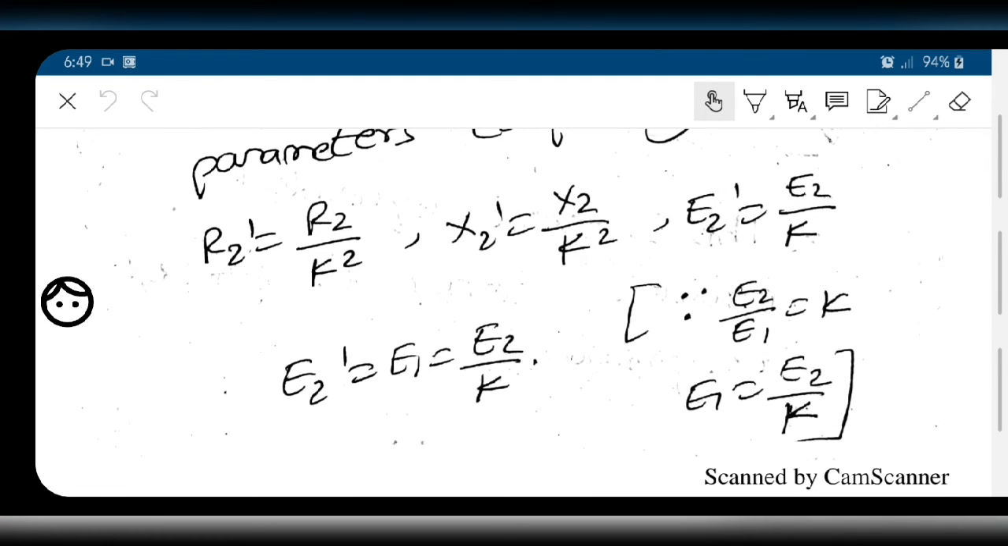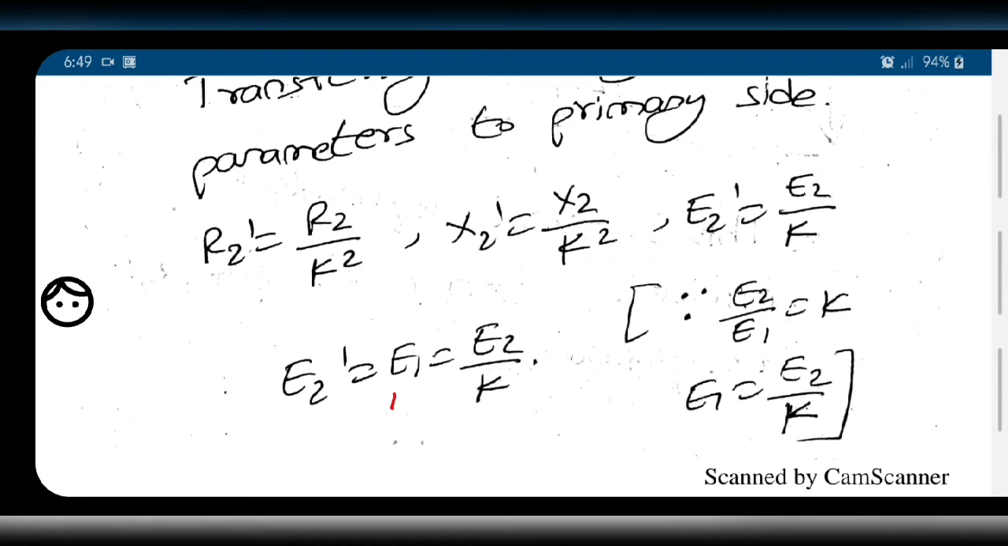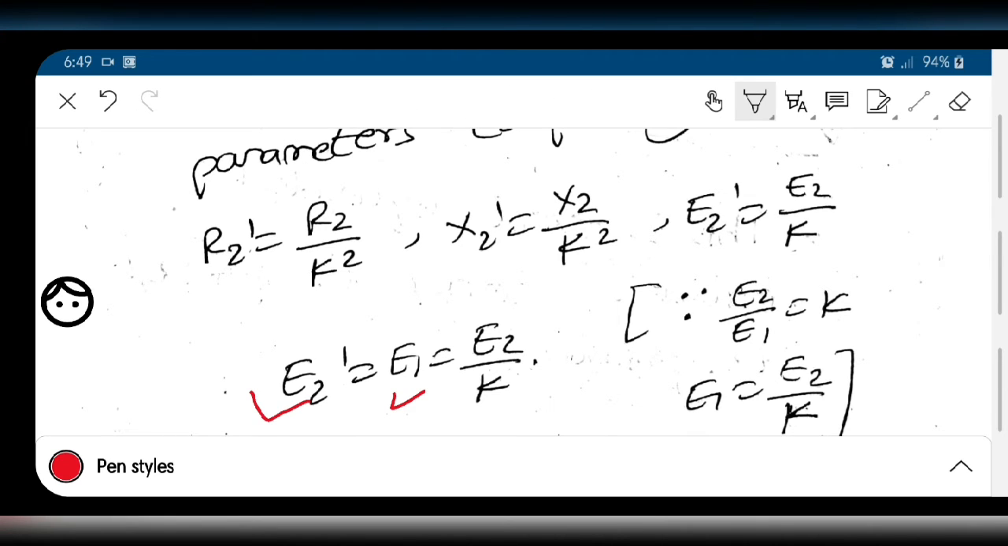So how do we get E2 dash is equal to E2 by K? When E2 is transferred to primary, it becomes E2 dash, which will be equal to E1. So if I write the expression for E1, that will be equal to E2 dash.